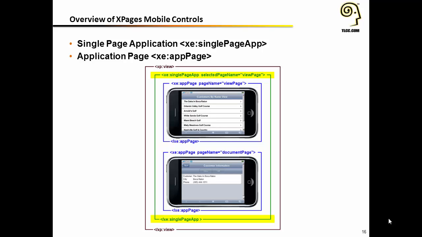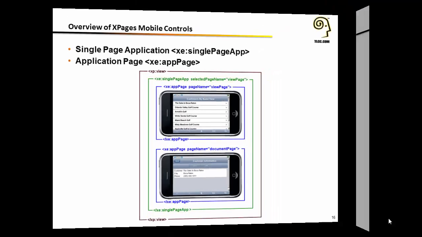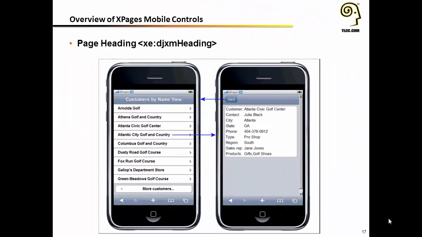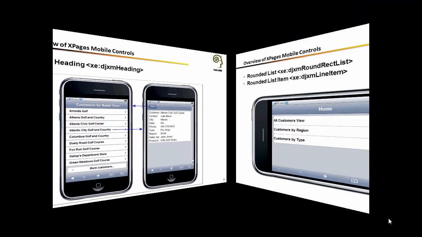Inside the single page application tags, we see that 2 application page tags were added: the view page to display the customer names from the customer by name view, and the document page application page to display the customer details when a customer name is touched on the view page. The page heading control is used to create a page heading, which can also include a back button to return to a previous page within the application.